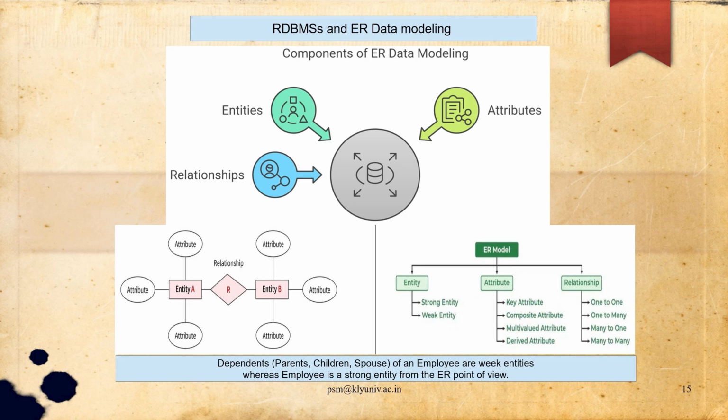And entities can be of two types, strong entity and weak entity. Suppose I am going to design a database on my employees at my university. So employee here is a strong entity, but the dependents of that entity, like his or her parent name, children name, spouse name, are called weak entities, which actually depend on the strong entity, here employees. In this way, attributes can also be of different types, key attributes, composite attributes, and so on. And as a database manager, we need to understand the entity, attributes, and relationship between these three.